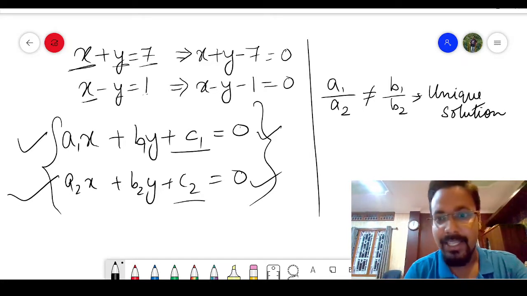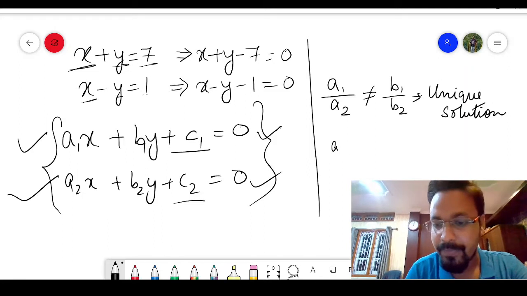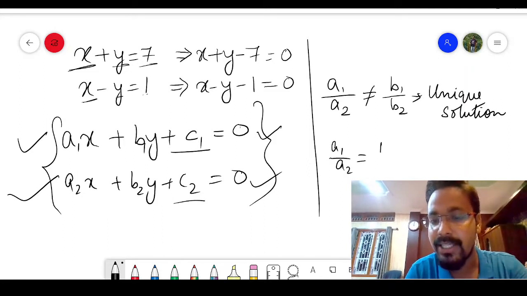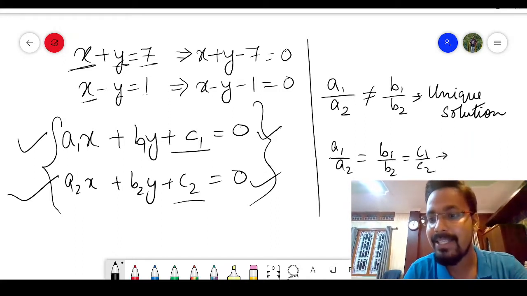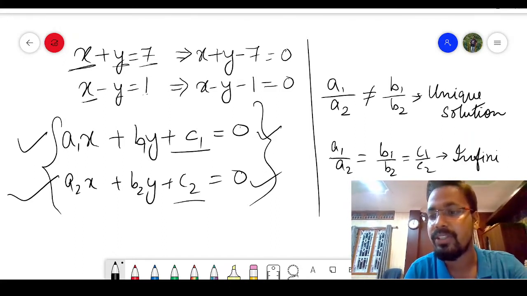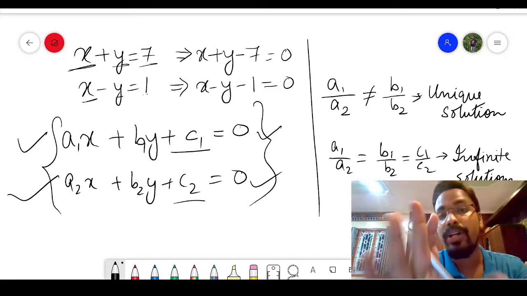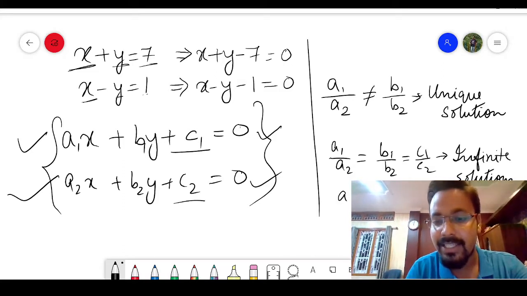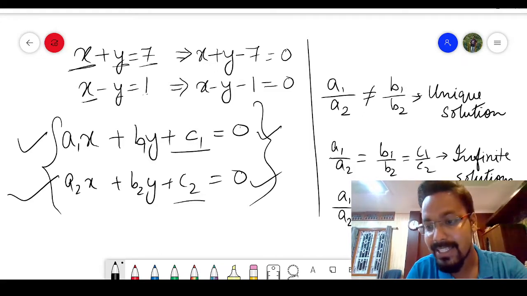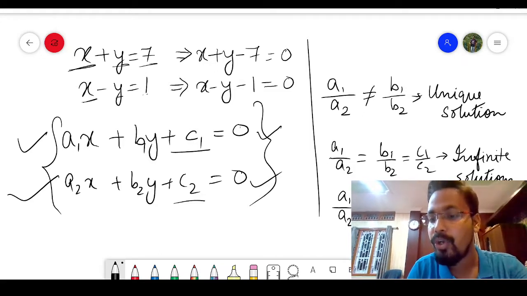This is one case. Suppose a1 by a2 is equal to b1 by b2 and is also equal to c1 by c2. In this case it will have infinite solutions. Okay, we'll get into the details in a little bit, which will make it even more clear for you. The last case is if a1 by a2 is equal to b1 by b2 but is not equal to c1 by c2. In this case what happens? They have no solutions, means you can't solve this given pair of equations.